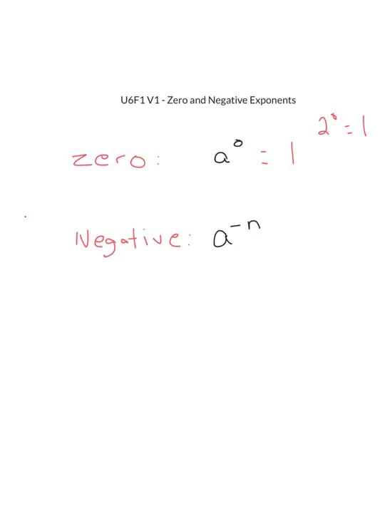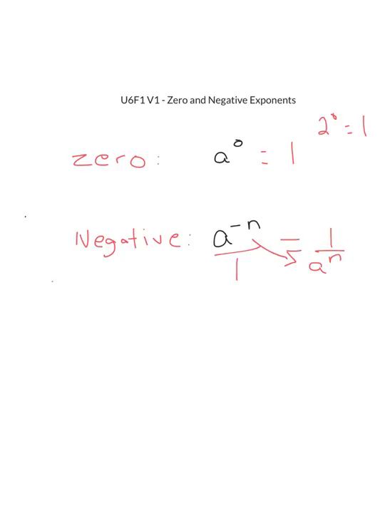A negative exponent, as we have here, a to the negative n, I like to think of them as inverses. When they're inverses, we want to flip them. And what I mean by flipping them, I want to think of them as like a fraction. And to make a negative exponent positive, I have to move this to the bottom. So a to the n is on the bottom.